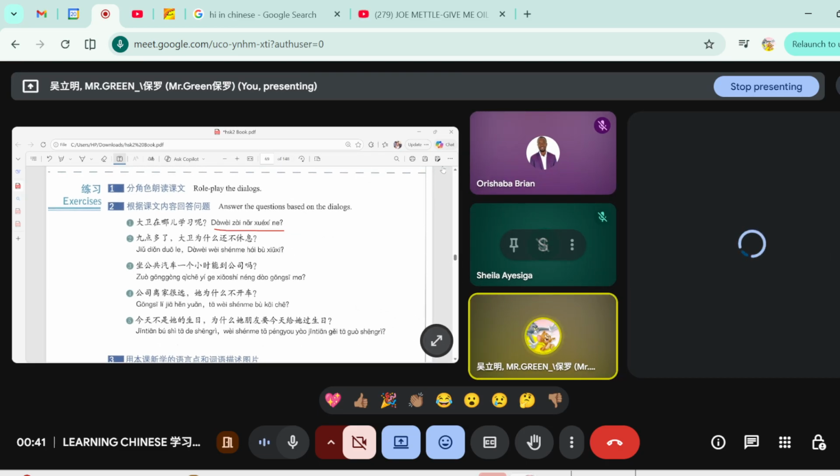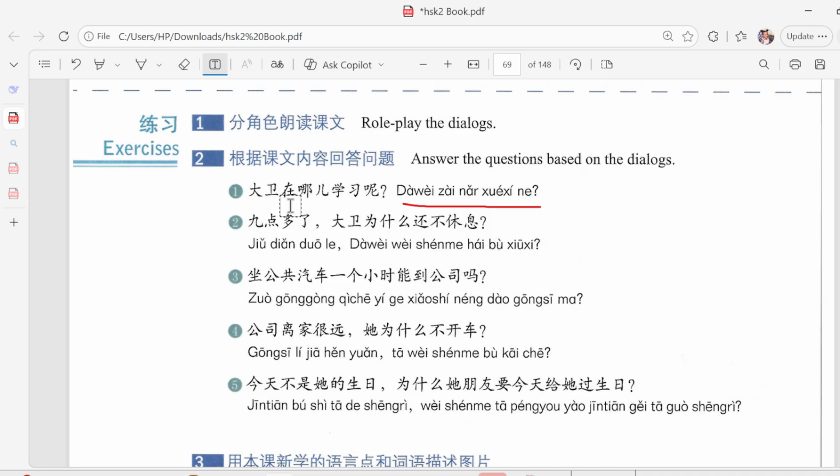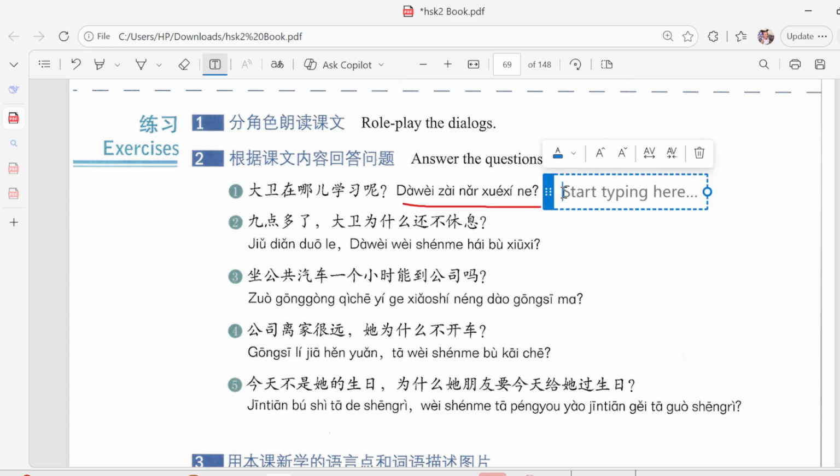大卫在哪儿学习呢? You see, this na comes back again. 学习 is a verb. So they told us that na can come at the end of the sentence, and you see at the end of the sentence, 大卫在哪儿学习呢? Because the sentence, if I remember, was like, 8点多了，大卫还在学习呢. 大卫 is at dash dash dash studying. So the question here is, where is David studying from? Where is he studying? So what is the answer for this one? Somebody.